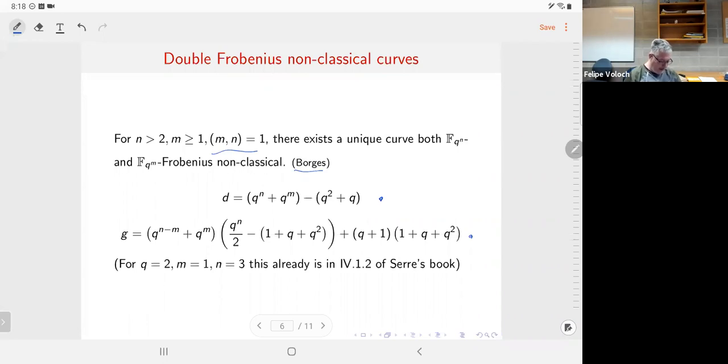I sort of must have forgotten this, but I got reminded by looking at Seth's book that the case q equals 2, m equals 1, n equals 3 is an example in Seth's book. So it's a Frobenius non-classical curve over F_2 and F_8. And it's a maximal curve, I think, over F_2 and F_8.